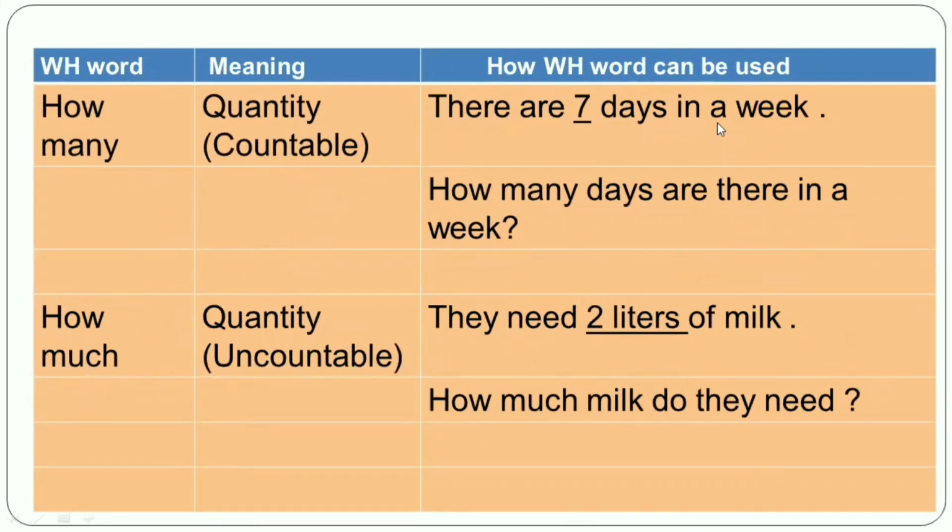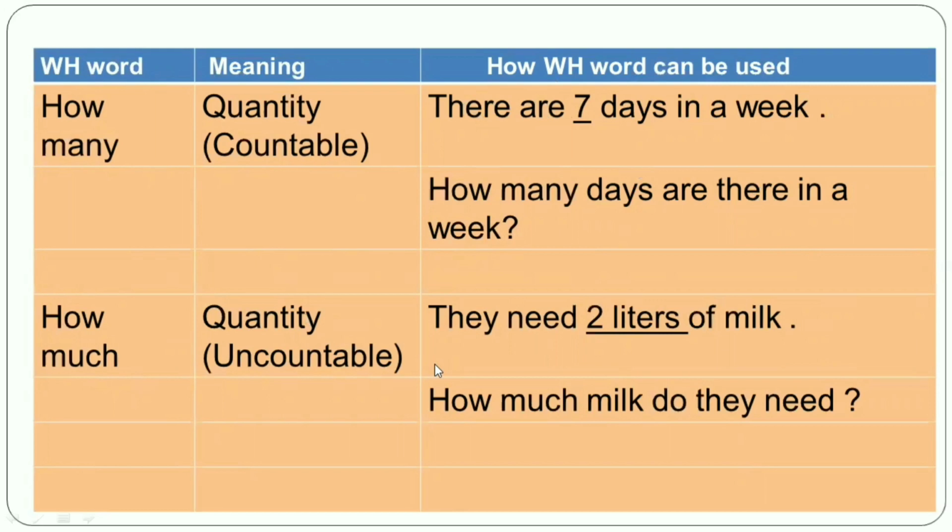There are 7 days in a week. Here the underlined word is a number. Countable number. So it's quantity, but countable. So if it indicates the quantity countable, then how many will be used. So at first you will write how many days. Here is written there are 7 days. So at first you will write how many days and find out is there an auxiliary verb? Yes, there is an auxiliary verb are. So right here how many days are there, then the subject, and in a week, and at last you will write the question marks.